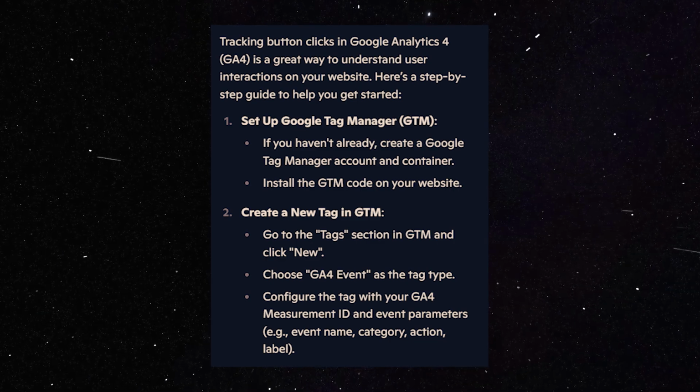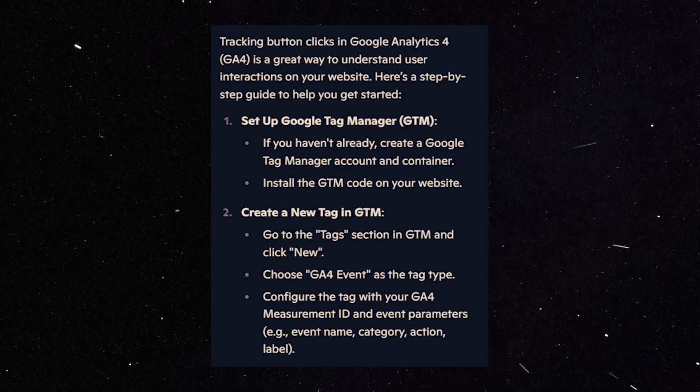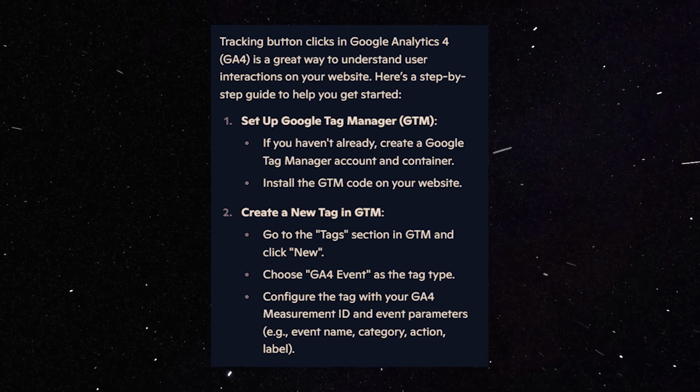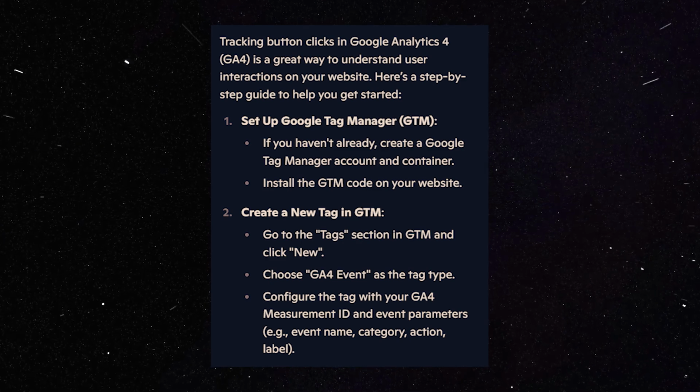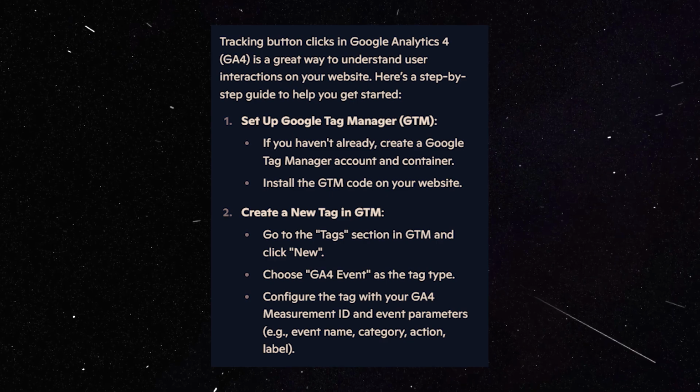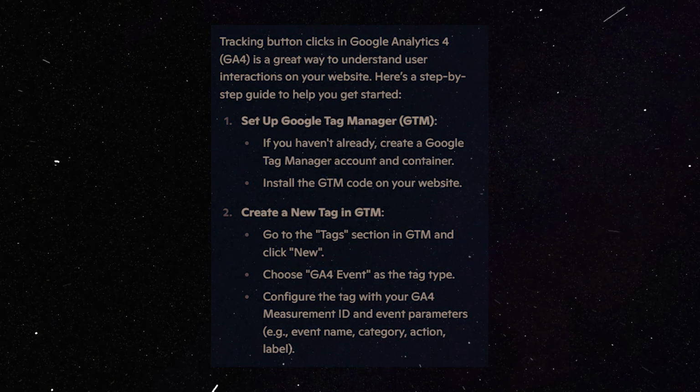Create a new tag in GTM. Go to the tags section in GTM and click New. Choose GA4 event as the tag type. Configure the tag with your GA4 measurement ID and event parameters.